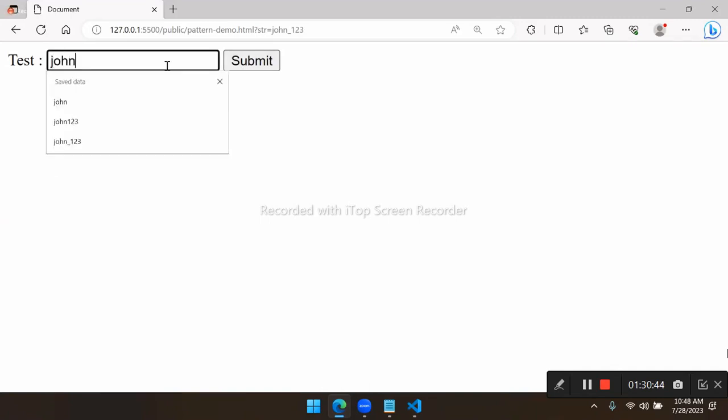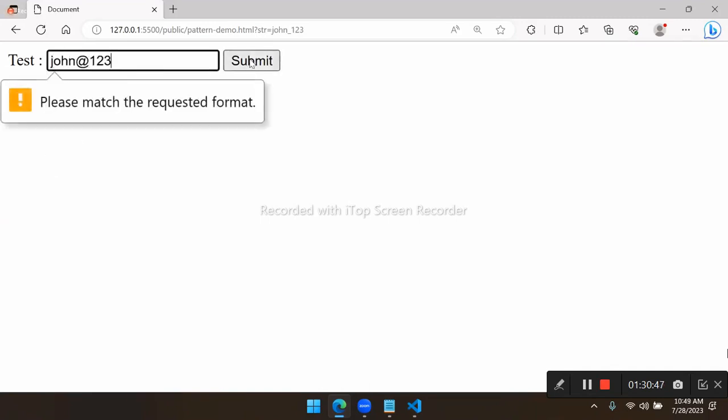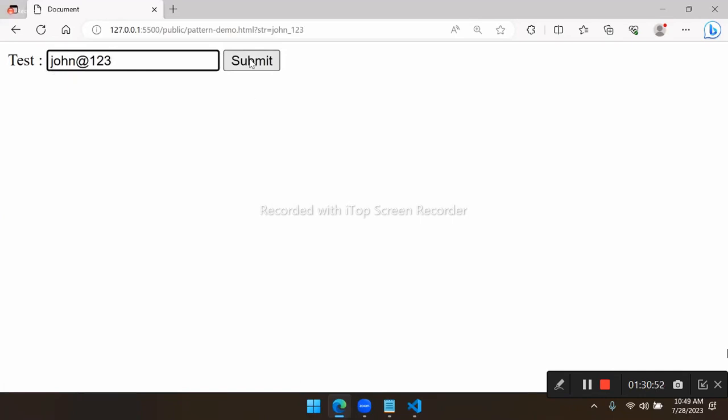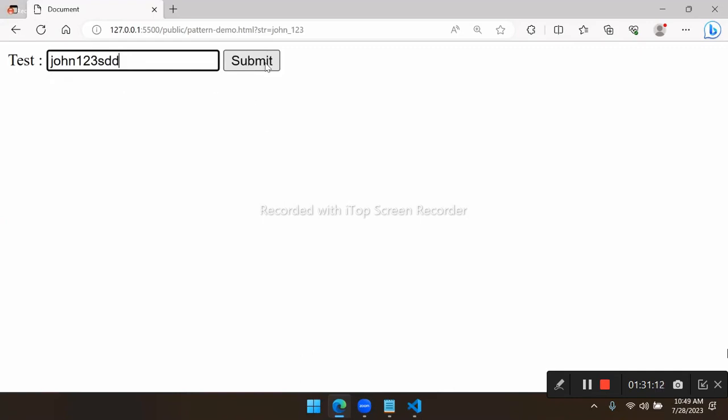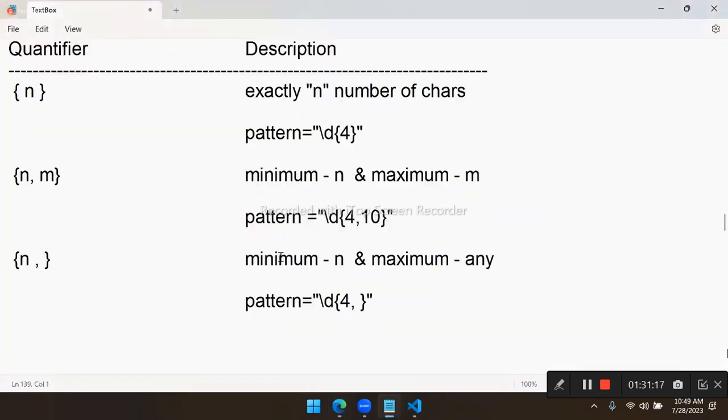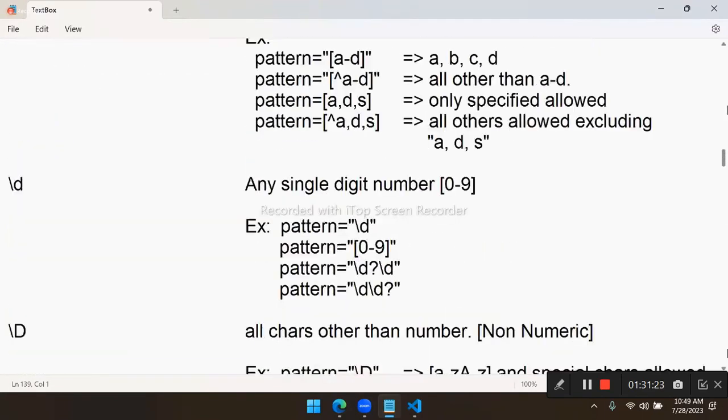I entered John underscore 123, it is also allowed. I entered John at the rate 123, it is not allowed, because \w means only underscore allowed. Only underscore allowed, anything else not allowed. And see, maximum 10, if I write more than 10 characters with 123, it is not allowed again, because maximum how many characters? Only 10 characters allowed. 10 characters allowed, you can submit. That is how we configure the pattern. And you have just learned about different meta characters and quantifiers.